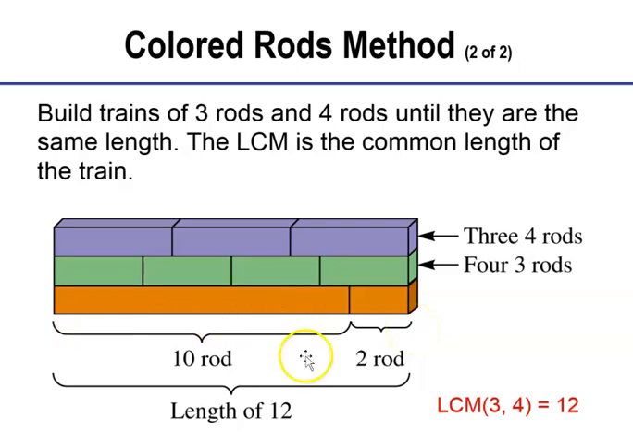Now, why did they put the orange at the bottom, the 10 rod and the 2 rod? Just to let you know that is a length of 12. Obviously, these are not the same length, so we're just trying to find where 4 and 3 size rods end in the same location, and that is 12.